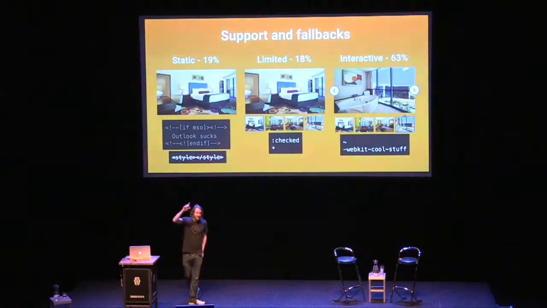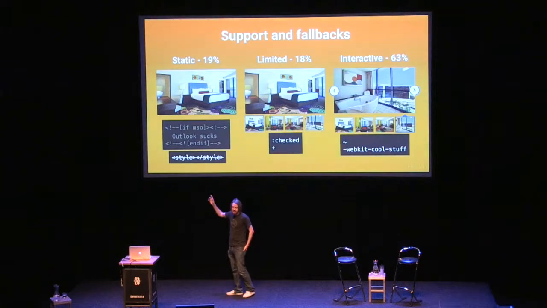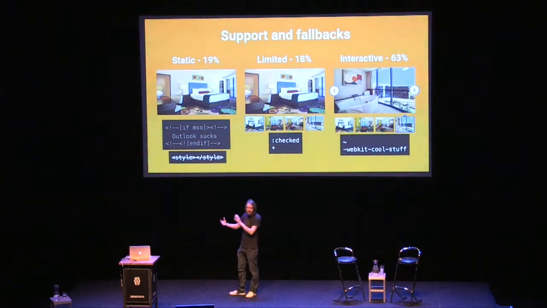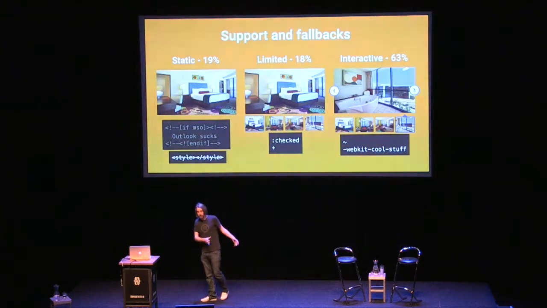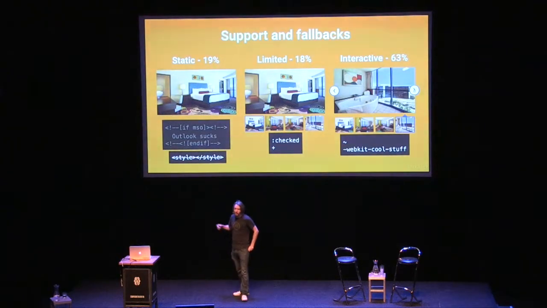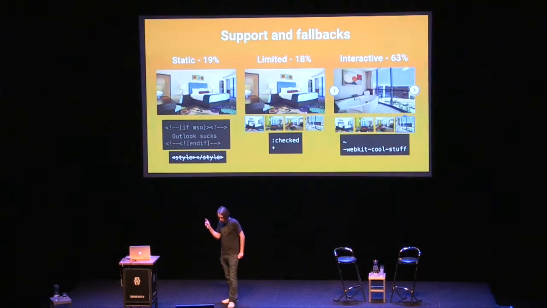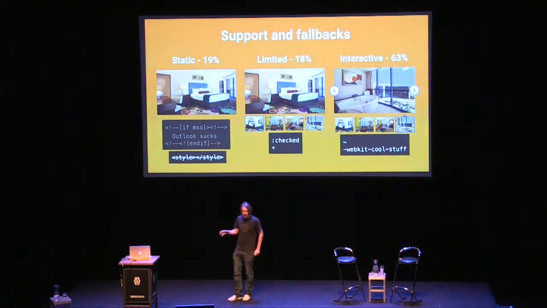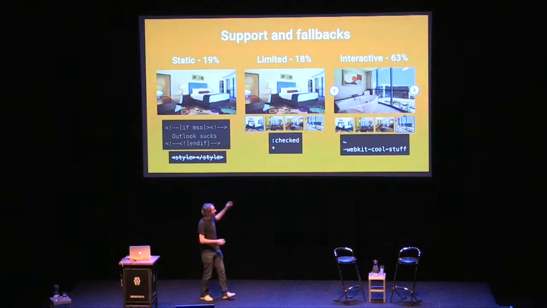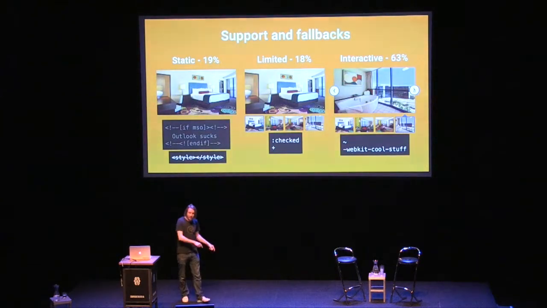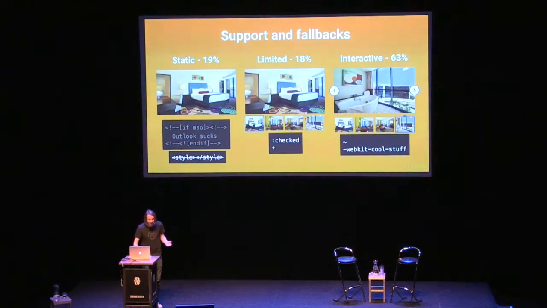Also, the percentages I've got there: static 19%, limited 18%, and interactive 63%. So if we combine limited and interactive, that's some form of interactivity. That's 81% of email clients support that. Those numbers are taken from emailclientmarketshare.com, a website put together by Litmus, and that's based on, I think, last month's email opens, which is about 1.3 billion opens that they've tracked. So 81% of those opens had potential for interactivity and probably didn't see it because not many people are doing it. So it's a huge opportunity here.